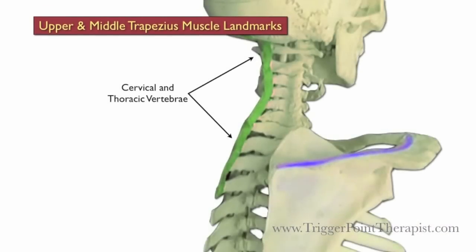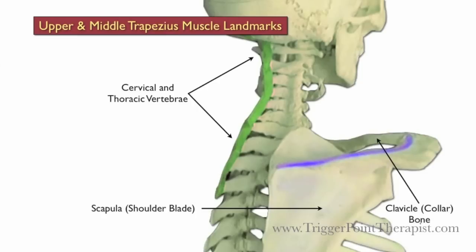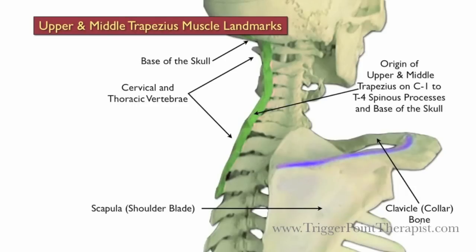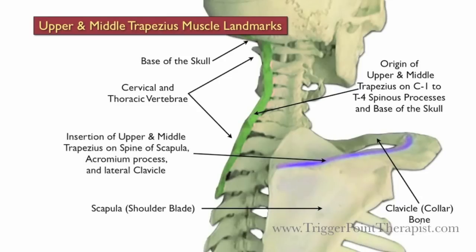Here are the landmarks for the upper and middle trapezius. First, we have the cervical and thoracic vertebrae, the scapula, the clavicle, and the base of the skull. The upper and middle trapezius originate on C1 to the T4 spinous processes and on the base of the skull. And they insert on the spine of the scapula, the acromion process, and the lateral clavicle.